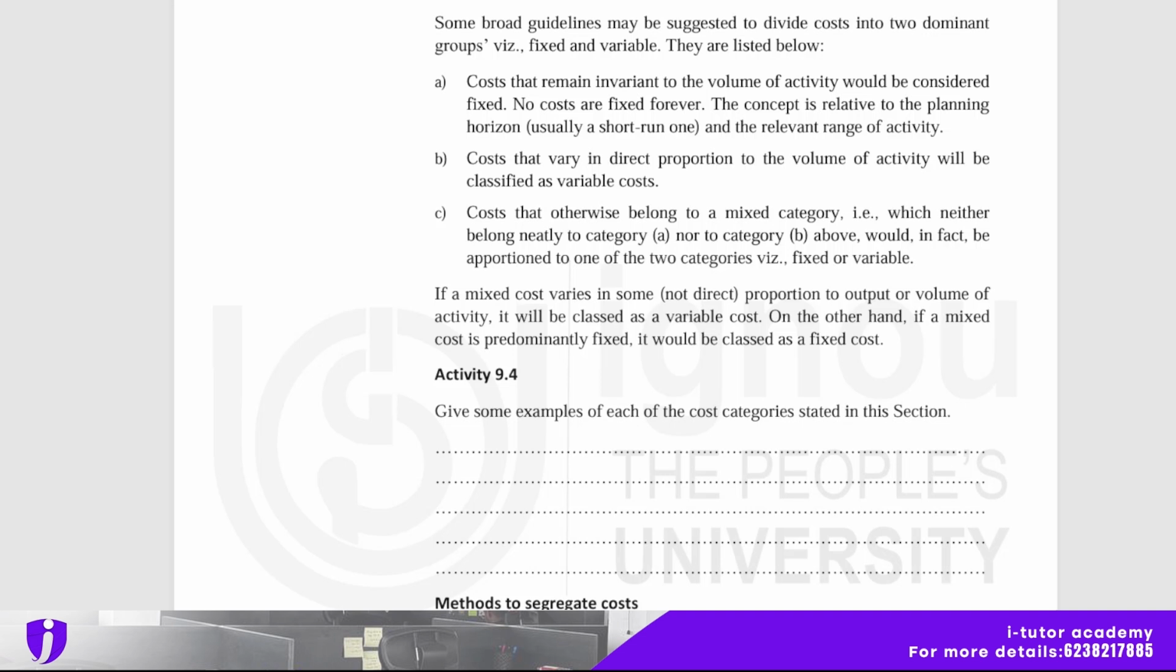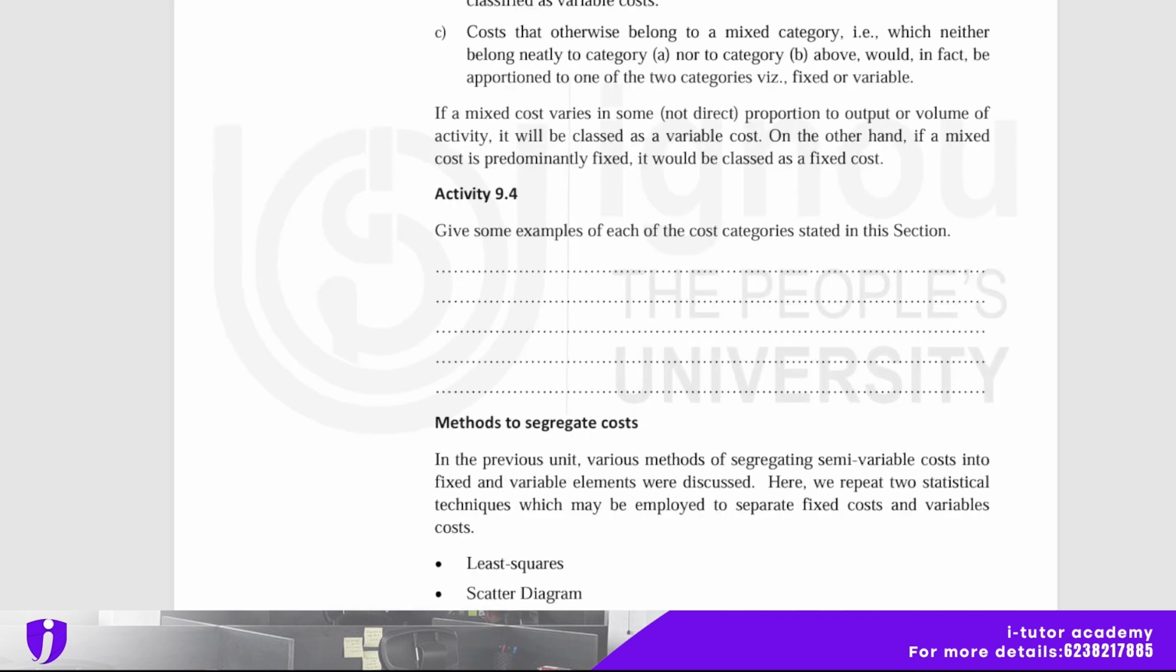Costs that otherwise belong to a mixed category, which belong neatly neither to category A nor to category B above, would in fact be apportioned to one of the two categories, fixed or variable. If a mixed cost varies in sum, that is, not in direct proportion to output or volume of activity, it will be classed as a variable cost. On the other hand, if a mixed cost is predominantly fixed, it would be classed as a fixed cost.